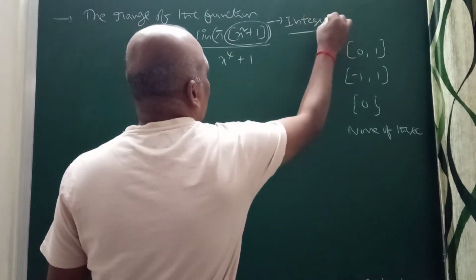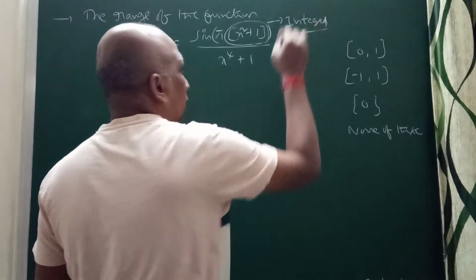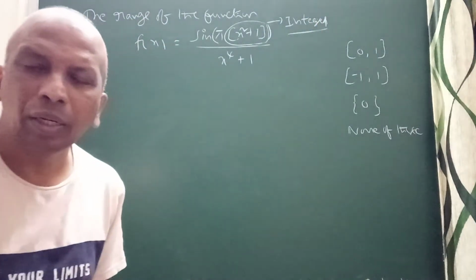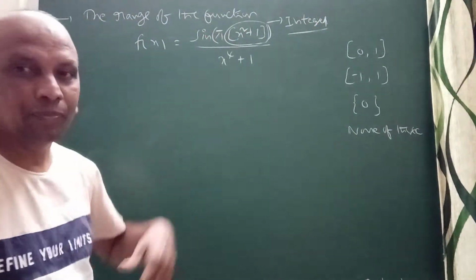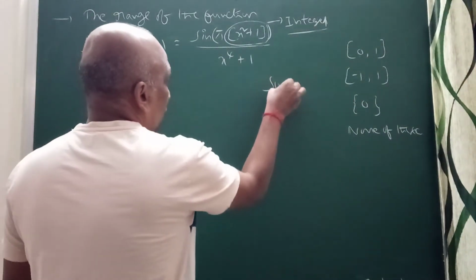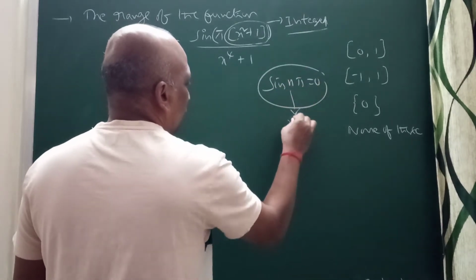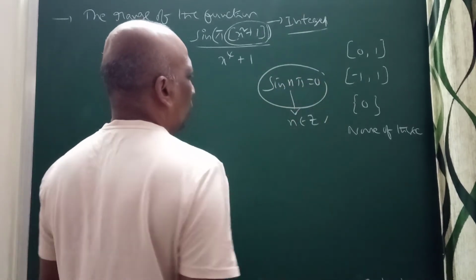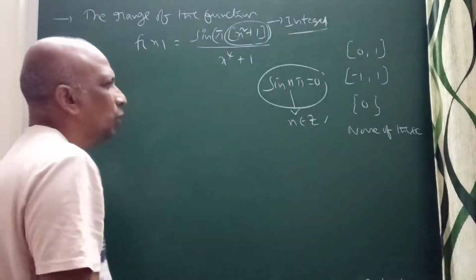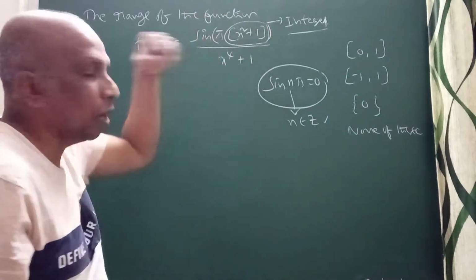The step function gives an integer, correct? So we know that for every integer multiplied by pi, sin n pi is always 0. Always remember, sin n pi is always 0 when n belongs to Z. So this will be an integer, and integer times pi is always 0.